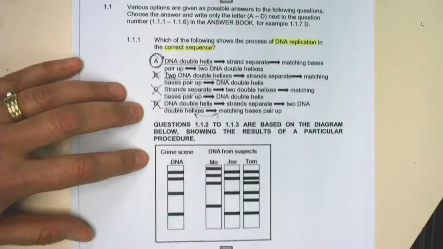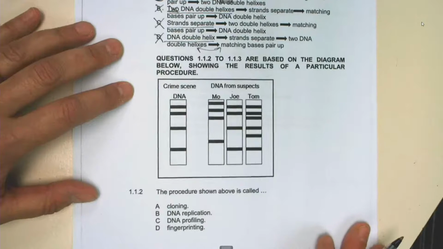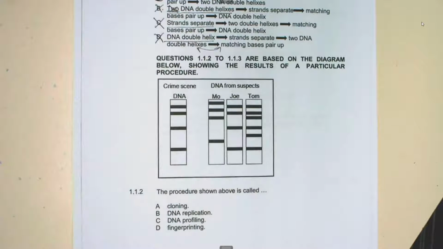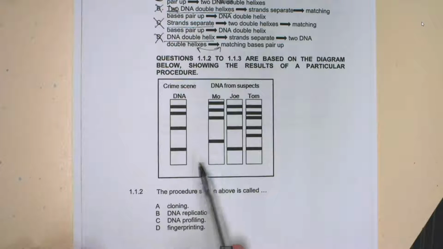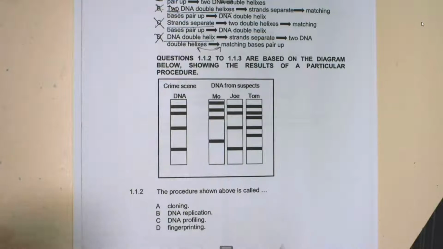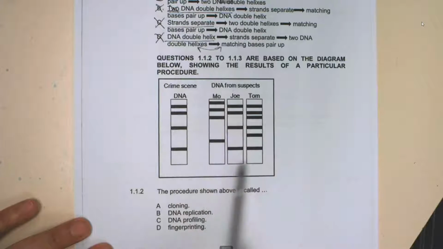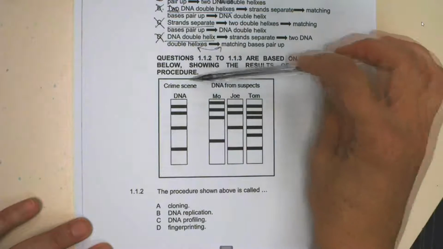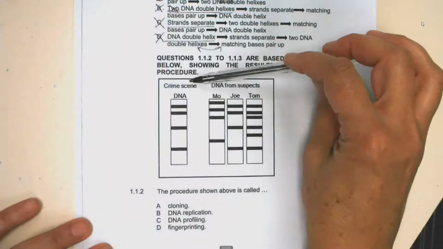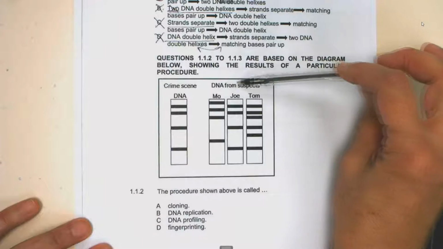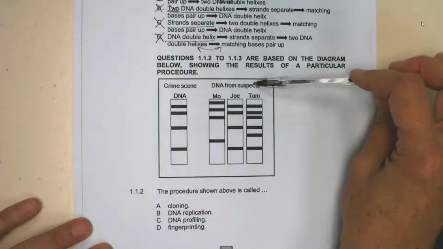All right. Now the next question is regarding this specific picture. They tell you question 1.1.2 and 1.1.3. They're going to ask you questions regarding this. Now, whenever you have a picture or a sketch or whatever, look at this first before you even look at the question. So I'm going to have a look. Here they say this is now a crime scene. And these are DNA from the suspects. So we must now discuss this.